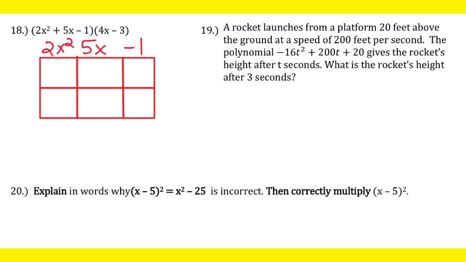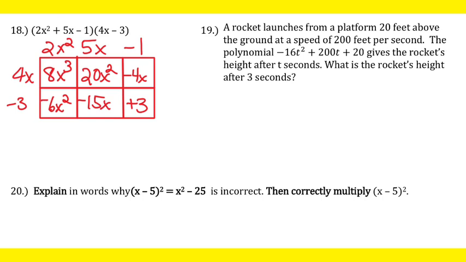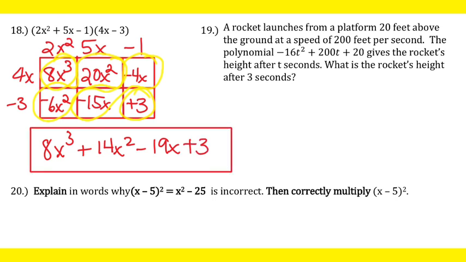Put in all my terms in order and multiply. 4x times 2x squared is 8x to the third. And 4x times 5x is 20x squared. And negative 1 times 4x is negative 4x. 2x squared times negative 3 is negative 6x squared. 5x times negative 3 is negative 15x. And negative 1 times negative 3 is positive 3. I simply combine my like terms, which if you've done this correctly, should be in order.